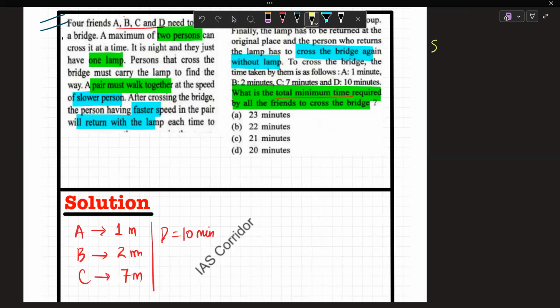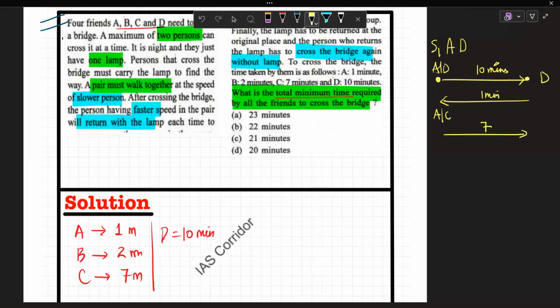Now see, first step, can A accompany D? Because A goes at the faster pace and D goes at the slower pace. Now first A and D will go together. They start with A and D. A goes at 1 minute, D goes at 10 minutes. So the time taken would be 10 minutes. A will drop D here. Return A alone. Take 1 minute. A will be again here. Will take C and go again.